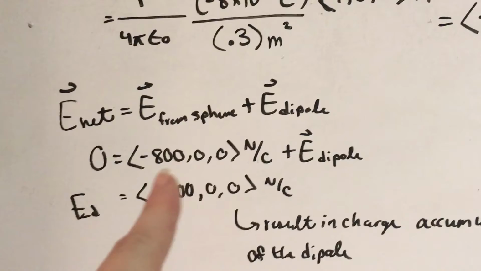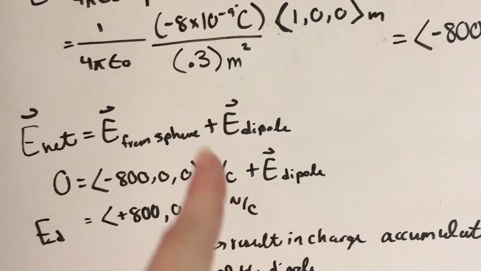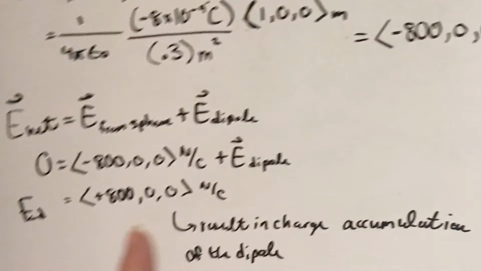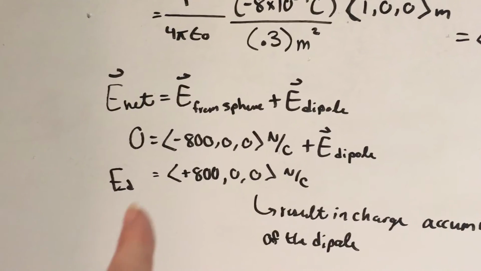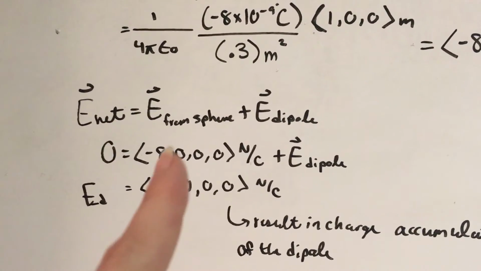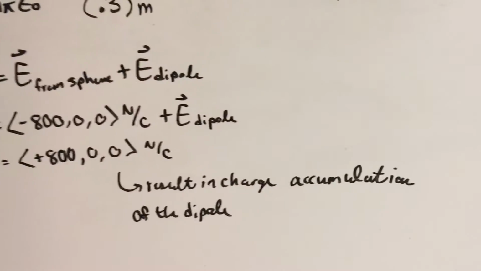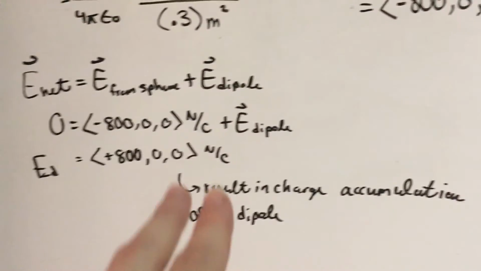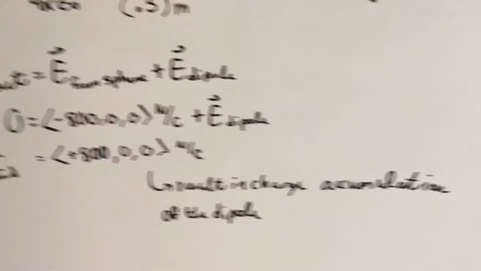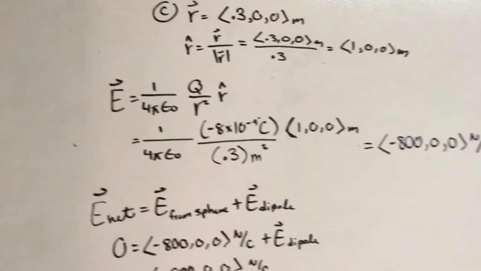So 0 equals -800 nanonewtons per coulomb plus E dipole, and then I get the electric field of the dipole, and that gives me a +800. So that is actually the electric field. It's just the result of the charge accumulation on the surface where the dipole is. That concludes my video. Thank you.